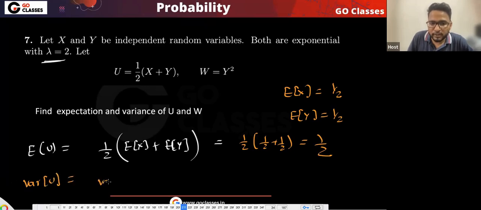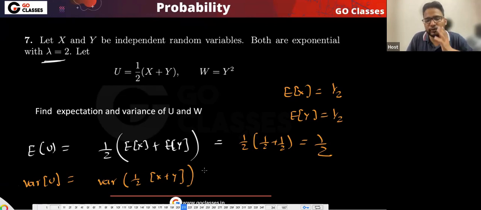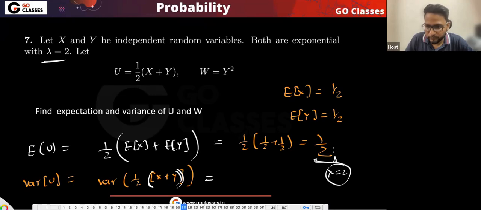So variance of u will be variance of this whole thing, which is 1 by 2 x plus y. And then since they're independent, you can separate it out and you can do it from here also. But do we need to do all of this, or we can just do from the lambda? I think we can just do from the lambda. It is easy. Lambda is 2, and for here also lambda is 2, then it will be 1 upon lambda square, which means 1 upon 4. Okay. We can directly do using the lambda. Otherwise, if you want, since x and y are independent, you can do using this also.